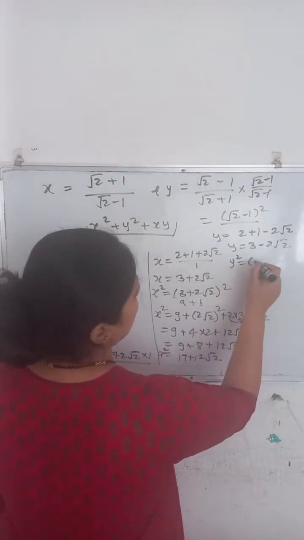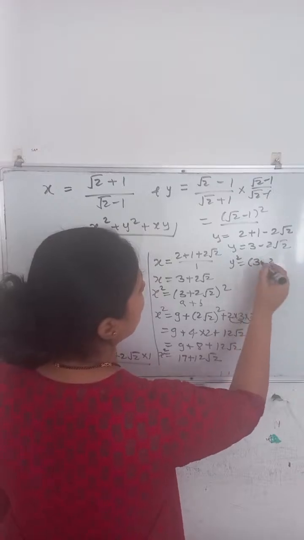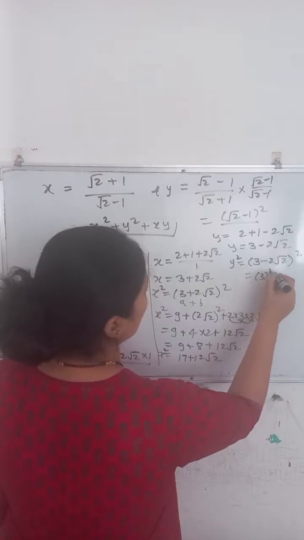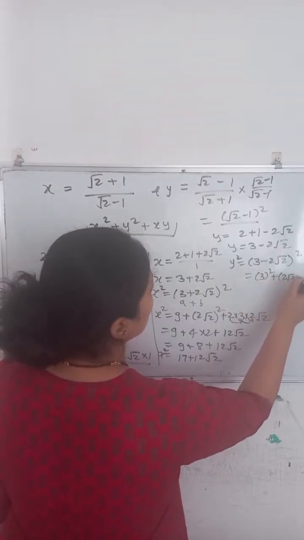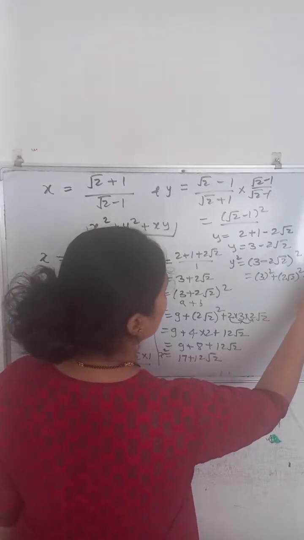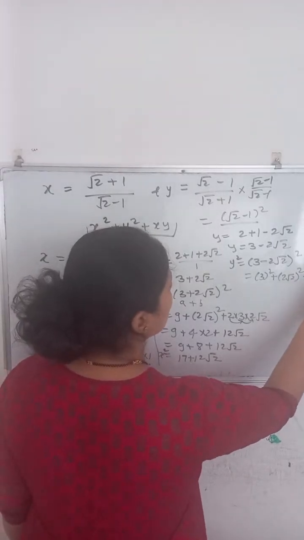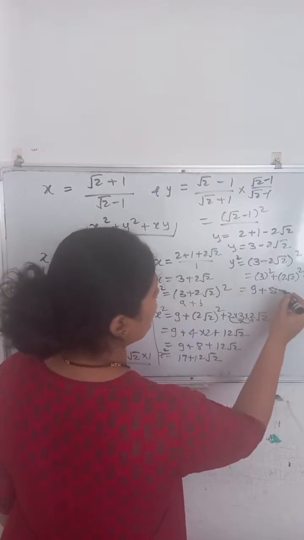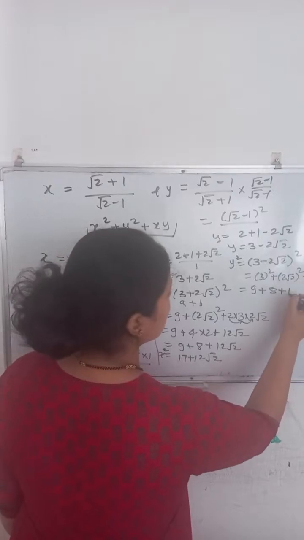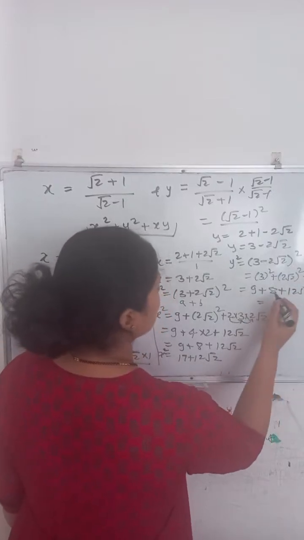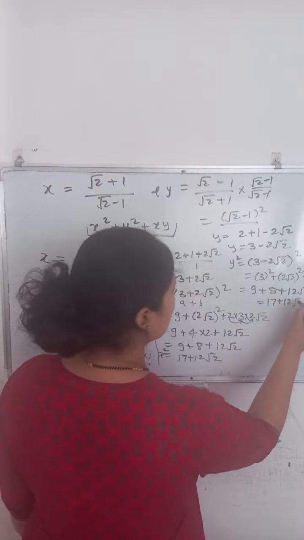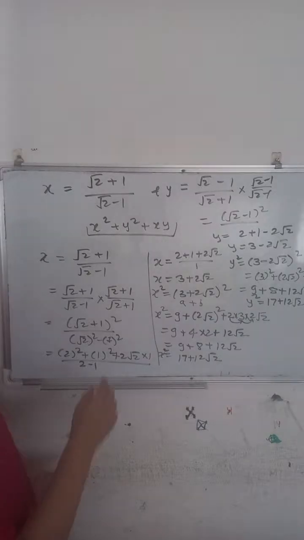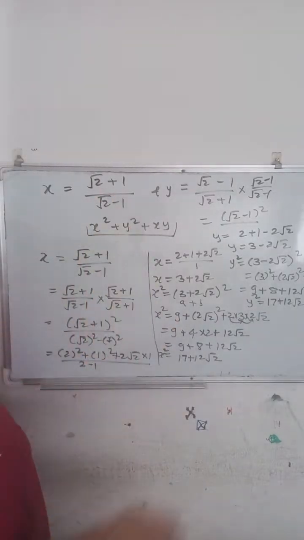Y square, that is (3 minus 2 root 2) square. That is nothing but 3 square plus (2 root 2) whole bracket square, plus 2 into 3 into 2 root 2. So this is 9 plus 4 2s are 8, 8 plus 3 2s are 6, 6 2s are 12 root 2. So here 17 plus 12 root 2. This is nothing but what? Y square. And they are asking the value for x square plus y square.